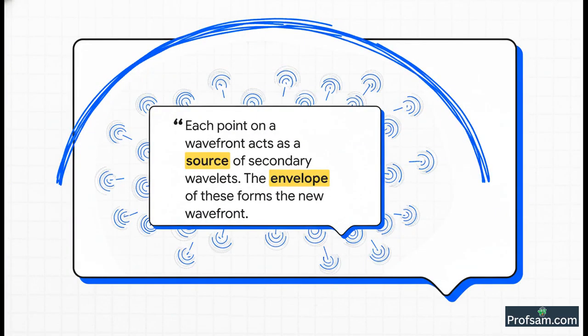Okay, now this is the formal definition you need for your exams. This is straight from the NCERT textbook. The secondary wavelets, those are the tiny new ripples we just talked about, and the envelope, that's the new wavefront they form by all touching each other. It's really just a geometric way to figure out where the wave is going to be next.